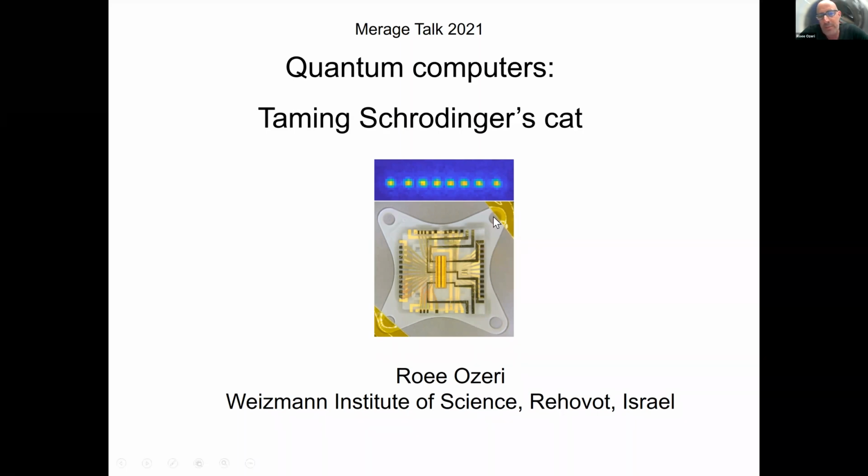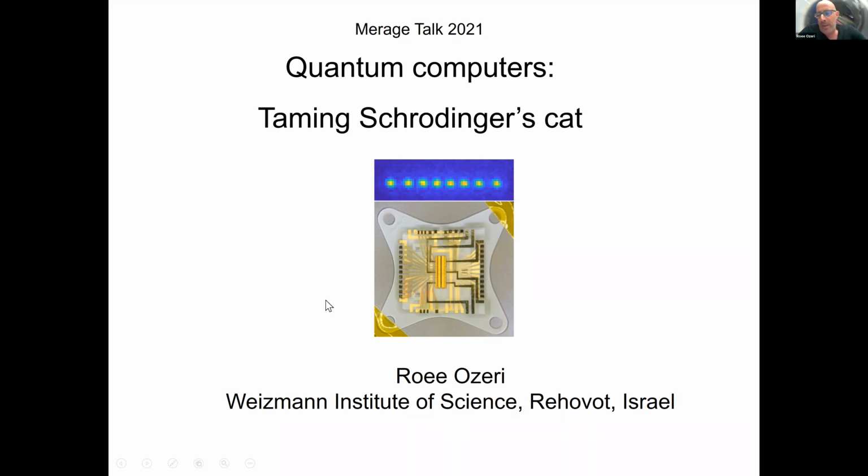What you see here in this picture is an image of 8 trapped ions. Each dot you see here is a single atom, and we use these atoms as quantum bits. So this is, if you like, a quantum byte that we have in our lab. And what you see below is an image of a trap we're building for a 50-qubit quantum computer, also in our lab.